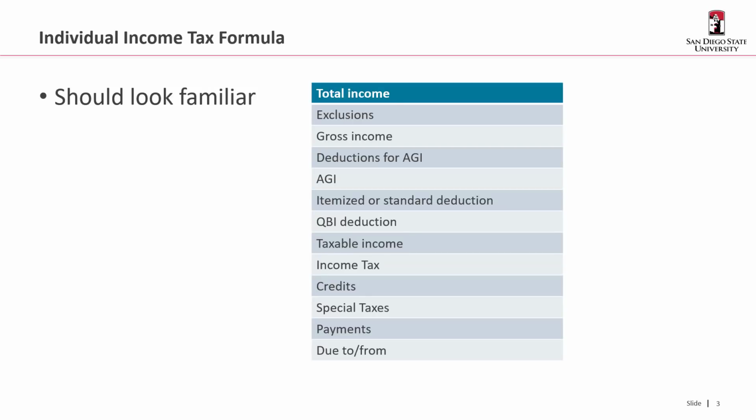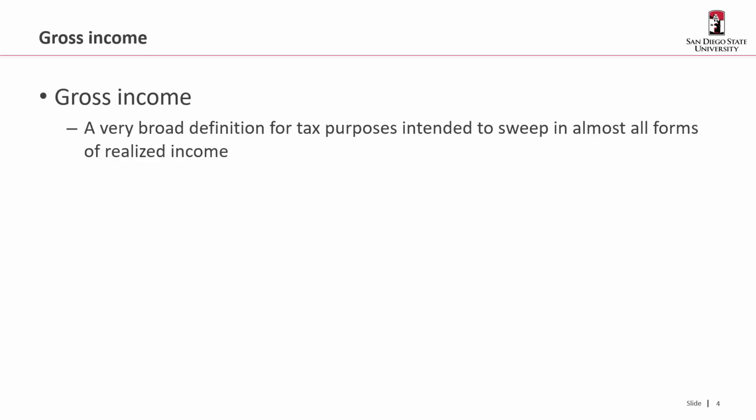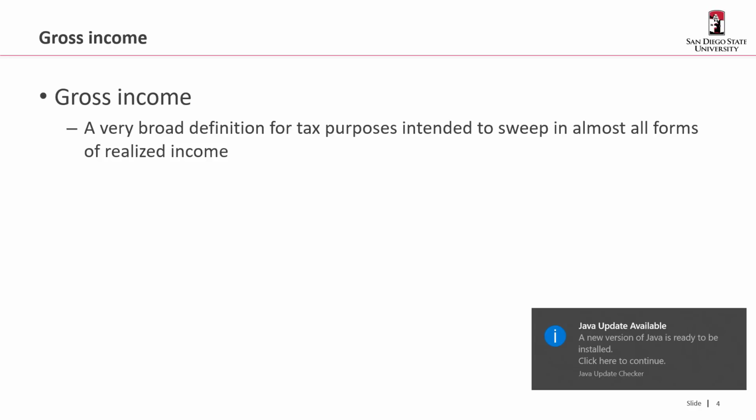All right, so this should look familiar because we covered this last module, right? So this is the individual income tax formula. And we're going to start to tear this down a little bit today. But really, it's over the course of the entire semester that we dig in on each one of these items in a pretty meaningful way. So let's start with gross income, even though there are 2 chapters in the next module on this.